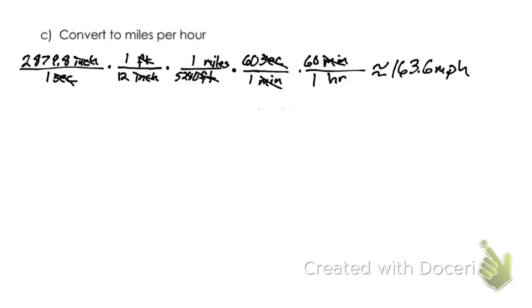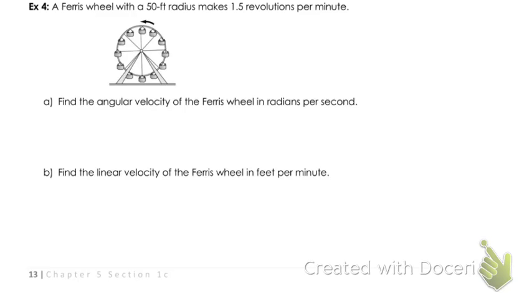All right, just as a refresher, we're going to do one problem together with the Ferris wheel, and then I'm going to let you just work on the homework. The Ferris wheel problem says, a Ferris wheel with a radius of 50 feet makes 1.5 revolutions per minute. The first thing it says is find the angular velocity of the Ferris wheel in radians per second. It says radians because, once again, in order to put it in linear velocity, we need angular in radians first. So we're going to go ahead and find our angular velocity.